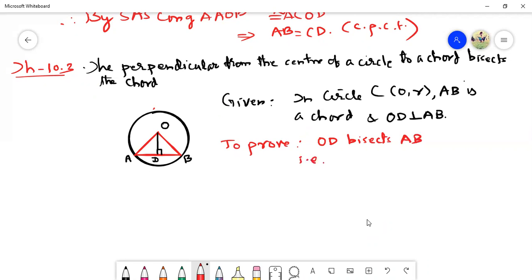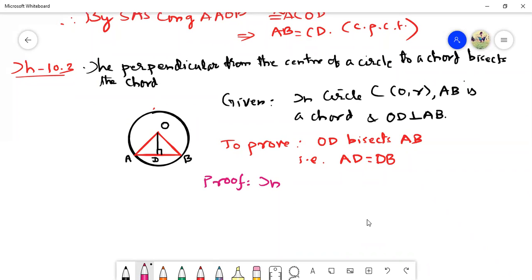That is, bisect means dividing into two parts. AD should be equal to DB. This we have to prove. AD is equal to DB. So it's very simple. We can use RHS. These two are right angle triangles. So consider these two triangles, AOD and BOD. If we prove these two triangles are congruent, then AD will be equal to DB.